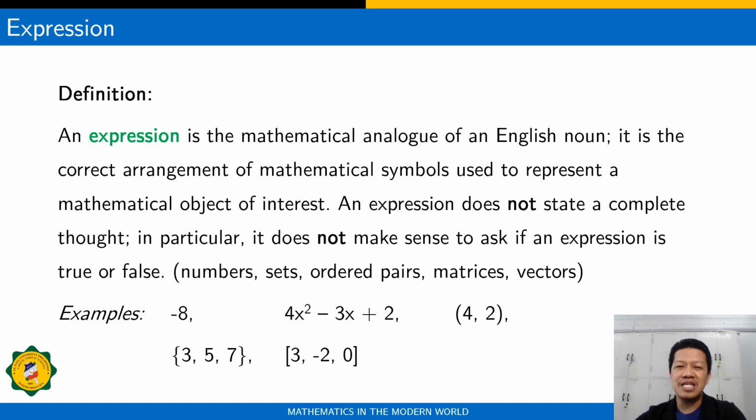These expressions are, as I said before, the nouns of mathematics. They may be numbers, sets, ordered pairs, matrices, vectors. And these are the examples. Negative 8 is a number, an integer. 4x squared minus 3x plus 2 is an algebraic expression, actually a quadratic expression. The ordered pair (4, 2), the set {3, 5, 7}, and a vector, or it can be a matrix, (3, negative 2, 0). These are the objects of interest in mathematics.